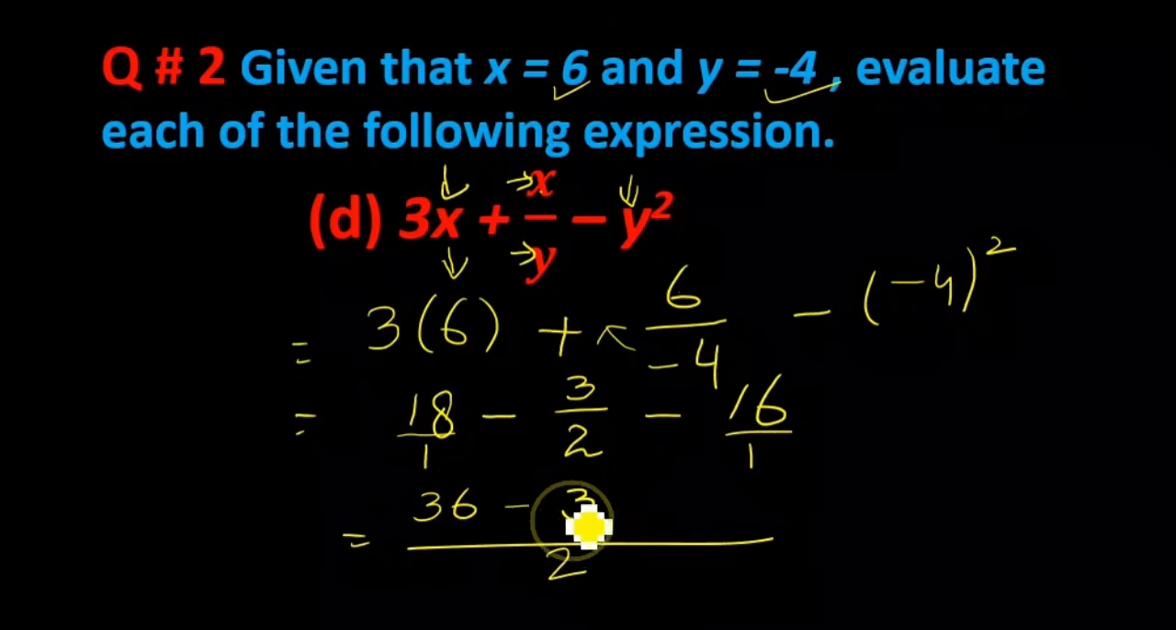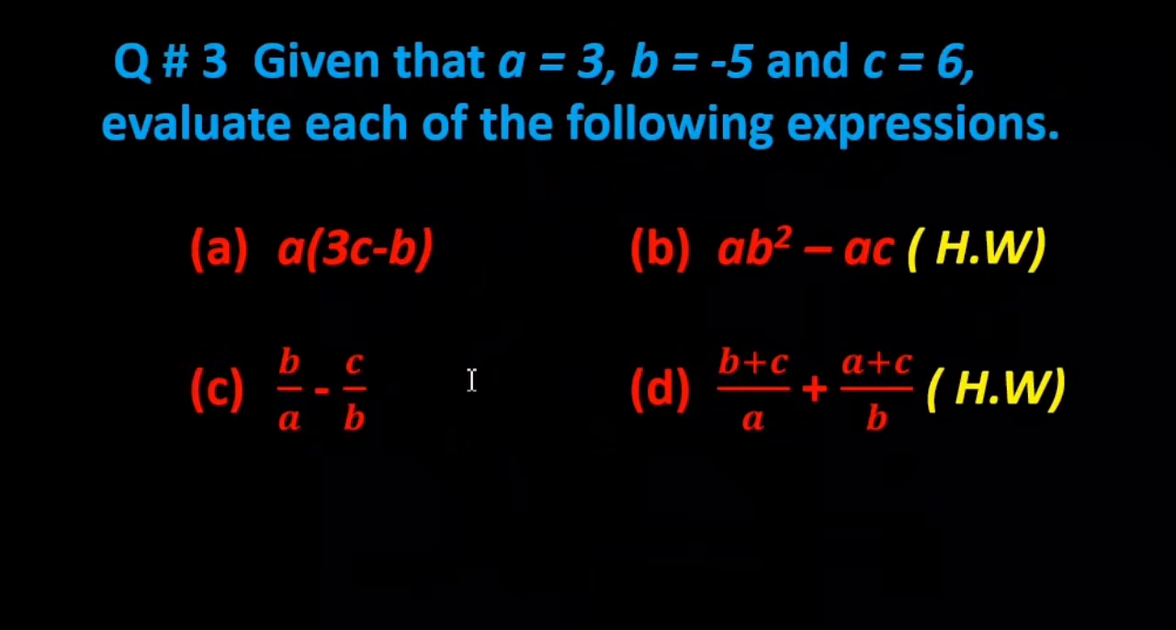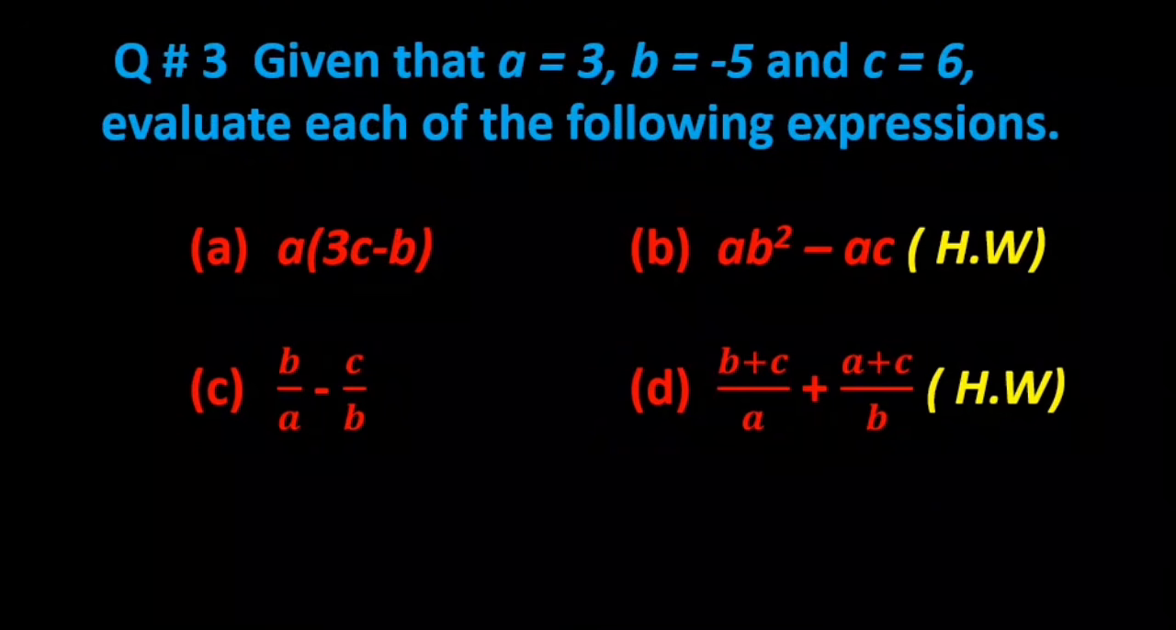Now what will be the LCM? It's simple, 2 is the LCM. So 18 2s are 36 minus 3 minus 32, 16 2s are 32. Now 36 minus 3 is equal to 33. 33 minus 32 is equal to 1. So 1 over 2 is the answer of this question. So I hope you understand these questions easily. So do practice these questions.